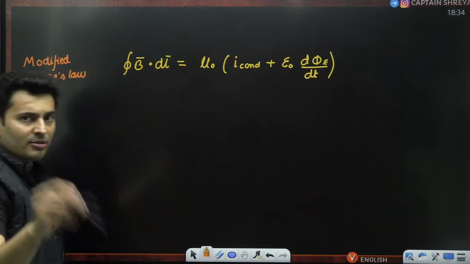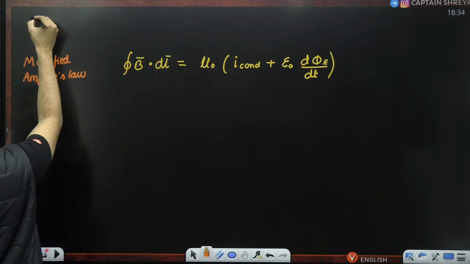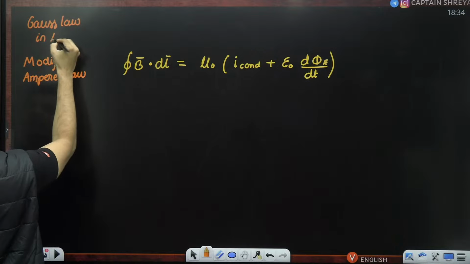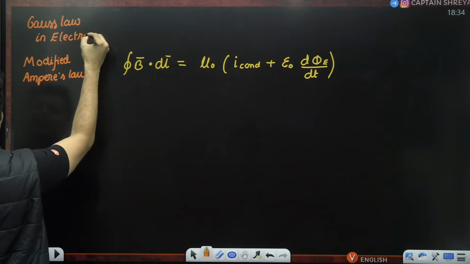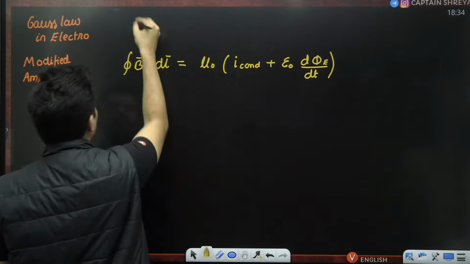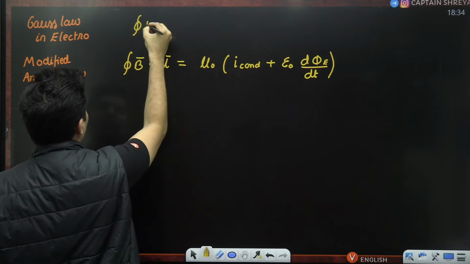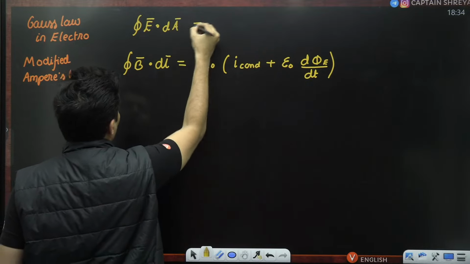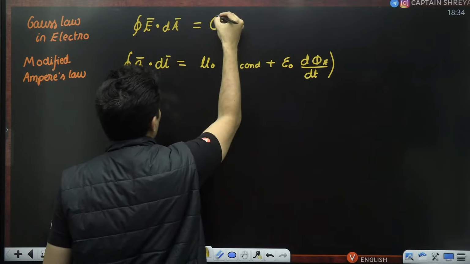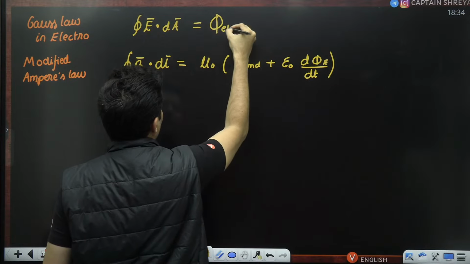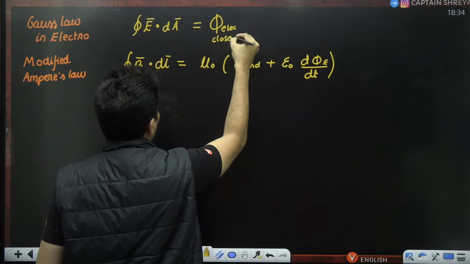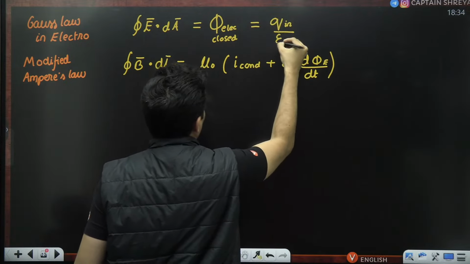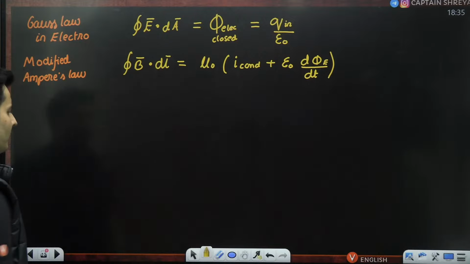Then Maxwell wrote the Gauss's law also, the Gauss law in electrostatics, which looked very similar to this. Instead of magnetic field, you had electric field. Instead of length, you had the area vector. This was the total electric flux of the closed surface. This was always the charge which is inside or enclosed, divided by permittivity.